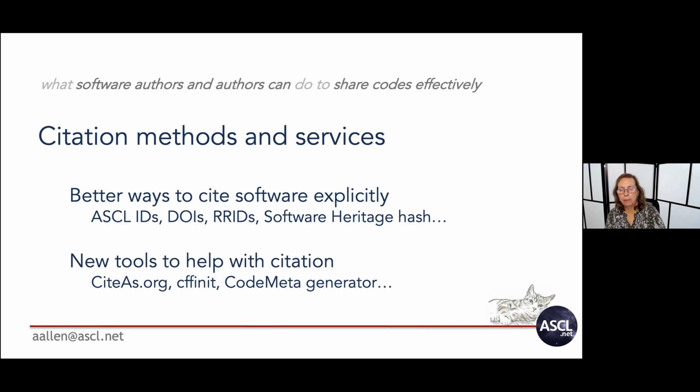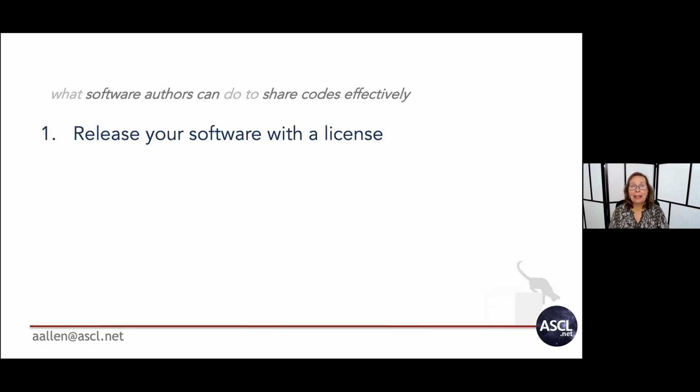So I said I would tell you what you could do to share your codes effectively. Some of this you've already heard, but here's your handy checklist. The first is to release your software with a license. Again, the license is what lets other people know what they can and cannot do with your software. Specify a citation method and make it explicit and make it easy to find. It should be, in my opinion, on the home page for your software or in the root directory of your repo.